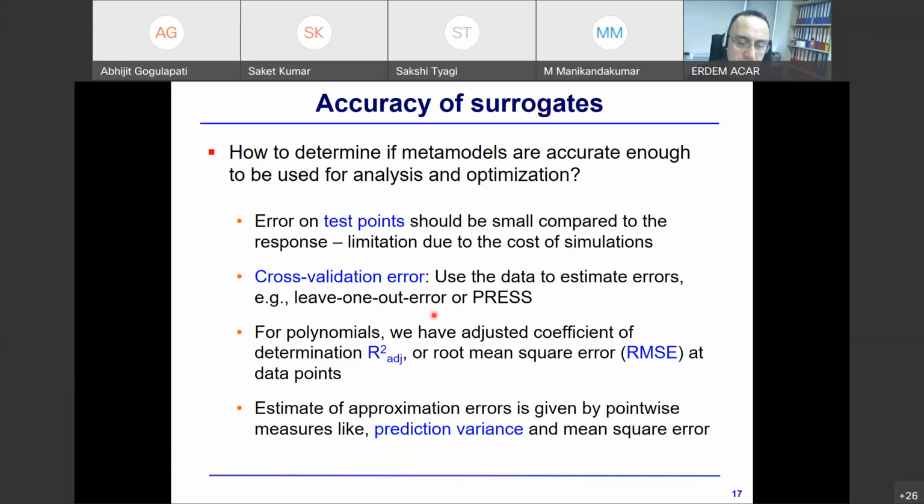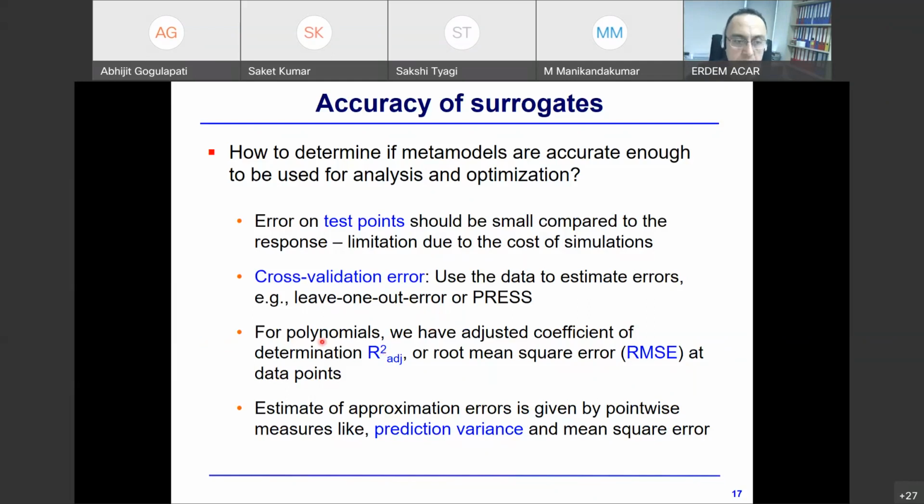That is, if we have, for instance, 20 training points, we select the first training point out, then construct the surrogate model using the remaining 19 simulations, and then test the accuracy of the surrogate model at the first point that we removed from the data. If we do this operation for each and every training point, then we can have some prediction on the accuracy of the surrogate models.